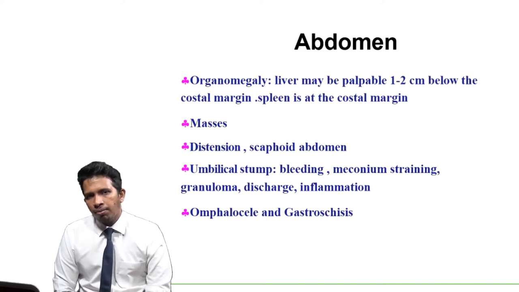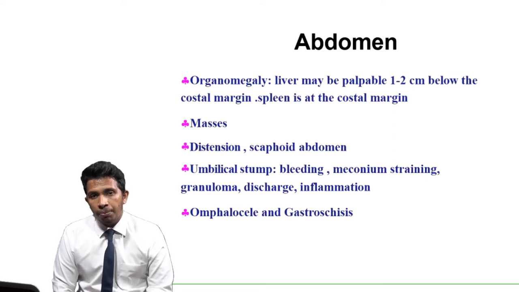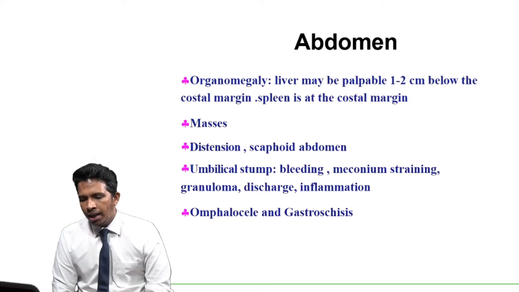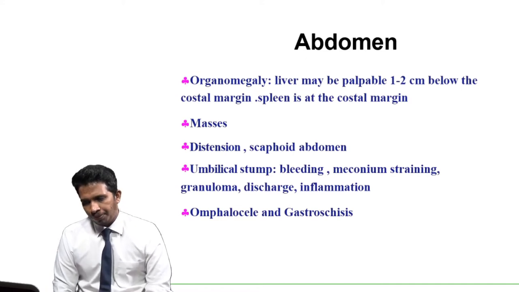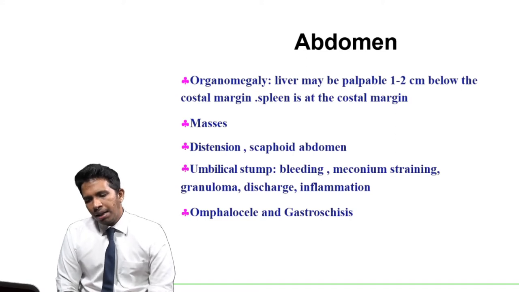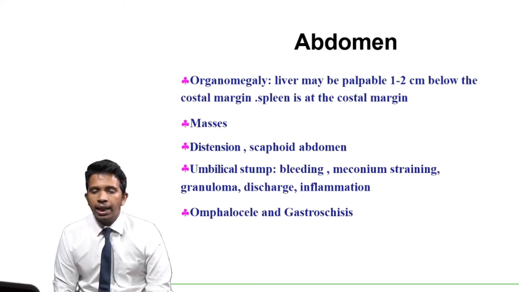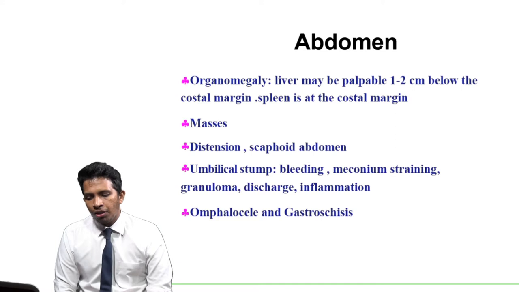After that, the most important thing to look at in the abdomen is the umbilicus. Here we are going to look at the umbilical stump. We look for any bleeding, any meconium staining, any granulomas, discharge or any inflammation. Sometimes intestines can protrude out from the umbilicus, herniating out, which is called omphalocele and gastroschisis.